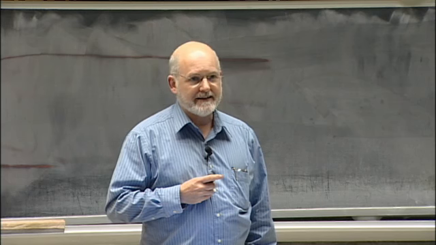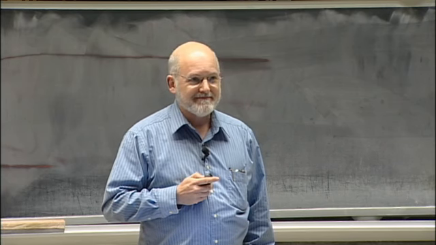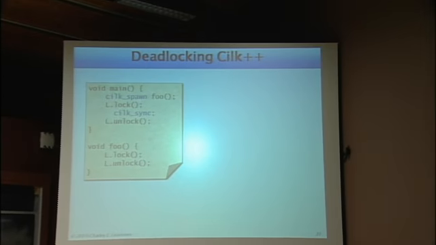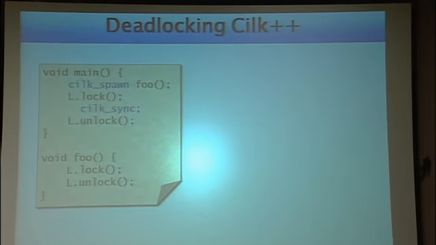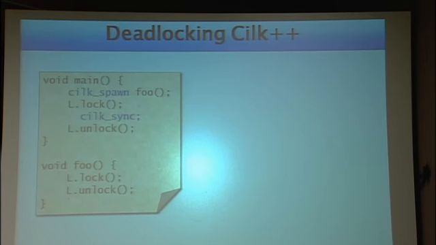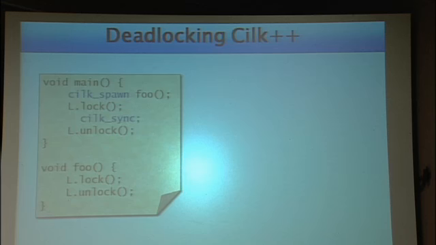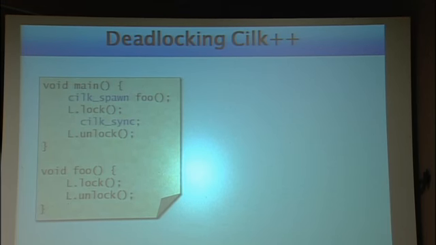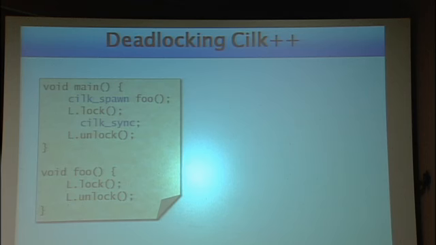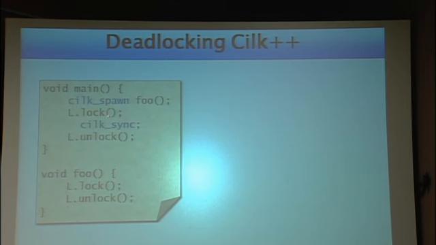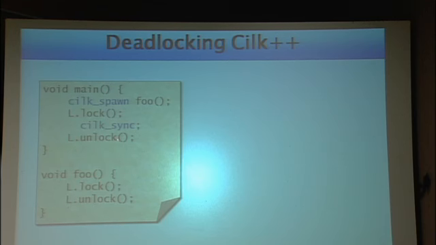Now let me tell you how to deadlock Cilk++. Here's code that will deadlock Cilk++, or has the potential to. You might run it a bunch of times and it looks fine. Here's what we've done: the main routine spawns foo. Here's foo down here. All foo does is grab a lock and then unlock it. Empty critical section. It could do something in there, it doesn't matter. Then the main grabs a lock, does a cilk sync, and then unlocks it.